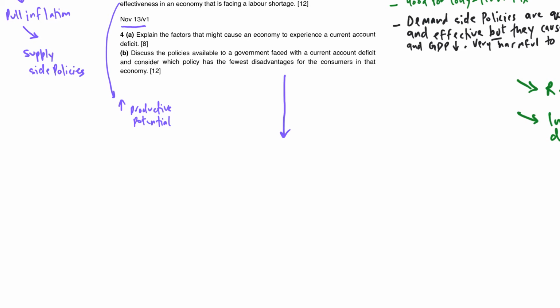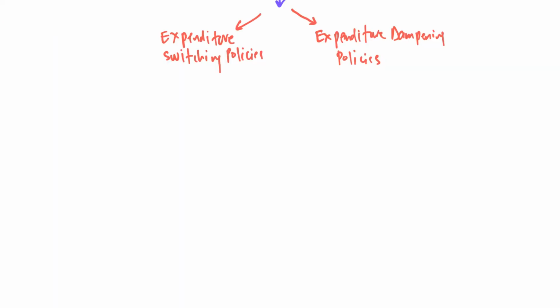Broadly, there are two policies that fix the current account deficits. We say they are expenditure switching policy and expenditure dampening policy. Expenditure switching policies may entail two further things. One is what we call import controls, which means quotas, tariffs, and other import controls, even subsidies given to the exporters.